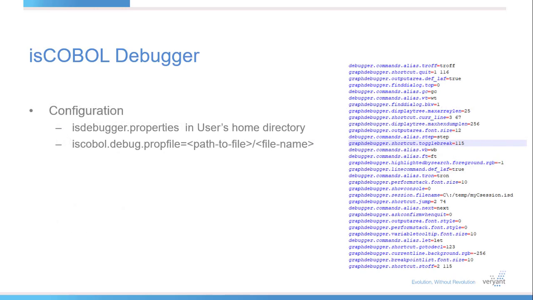Now, as you run your debugger session, your settings and option choices are automatically saved in a properties file, and they'll be used in each of your future sessions. This properties file is saved in your user's home directory, and it's called isDebugger.properties. If you want to change the location or the name of the file, use the configuration variable isCOBOL.debug.prop file.